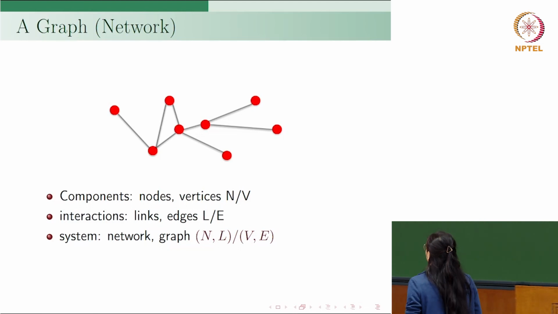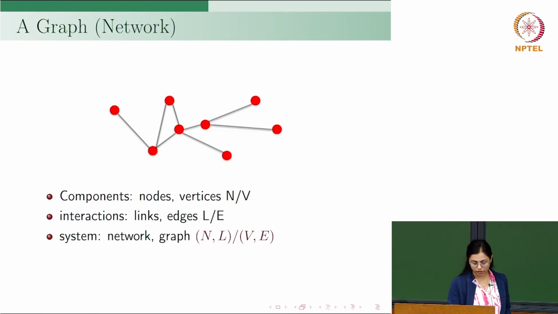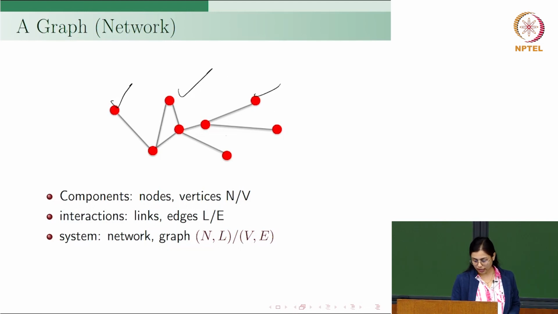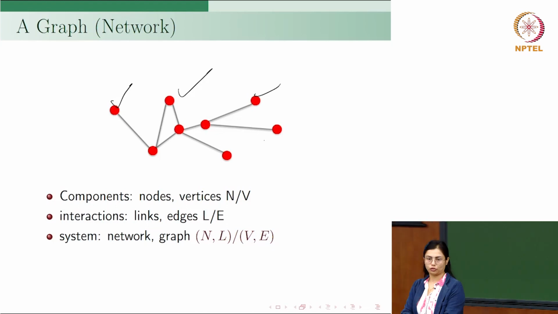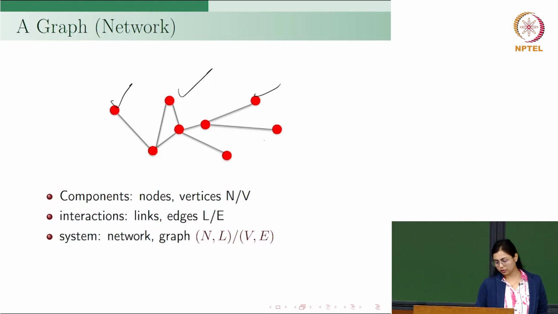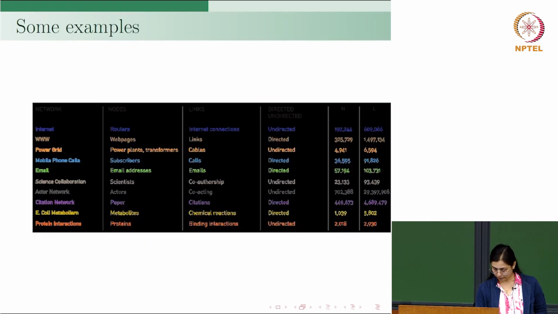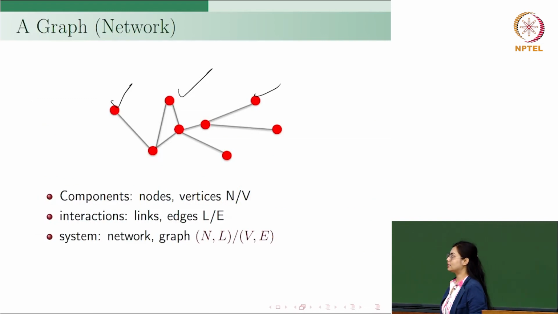Okay. So here we have an example. The red ones, we can say, are the nodes, right? And the links between these nodes, we can call links or edges, right? So for a network or graph system, we need these two components. This is actually mathematically how we define a network.